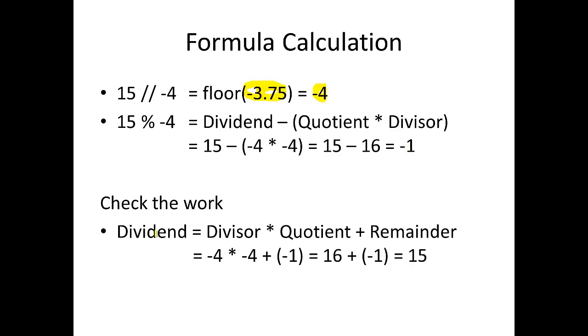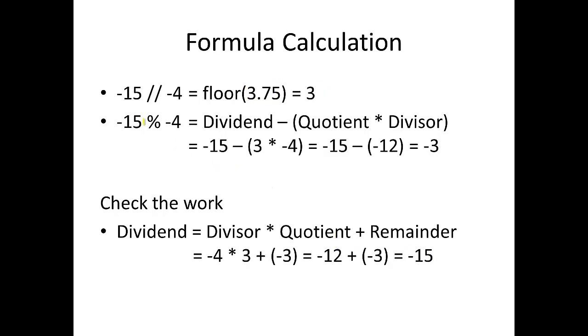Now checking our work, the dividend equals the divisor times the quotient plus remainder, as it is in every case. So negative 4 times negative 4 plus negative 1 equals 16 plus negative 1, or 15, which is what we started with.